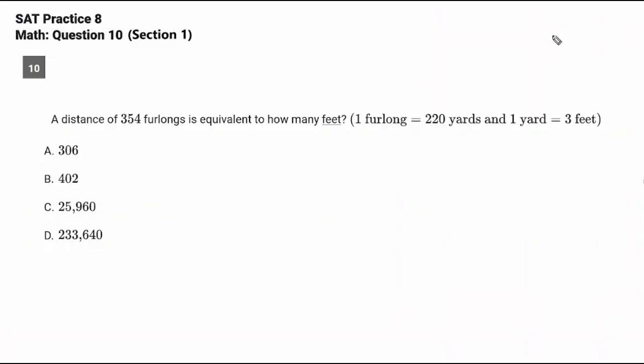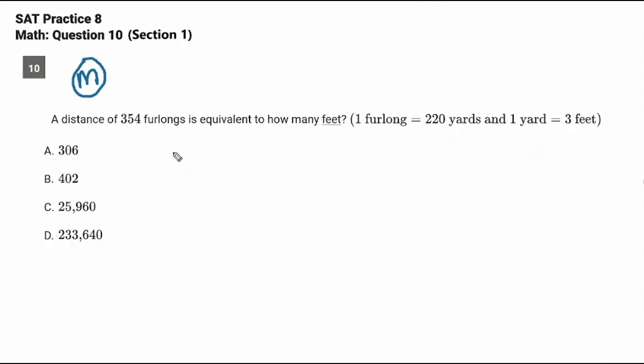We're on SAT Practice Test 8, Math Section 1, Question 10. Level of difficulty here is medium. So on medium questions, you got to slow down just a little bit. You're not on easy questions anymore, but you can move pretty fast and you can get every single one of these right. A distance of 354 furlongs is equivalent to how many feet? 1 furlong is 220 yards. 1 yard is 3 feet.